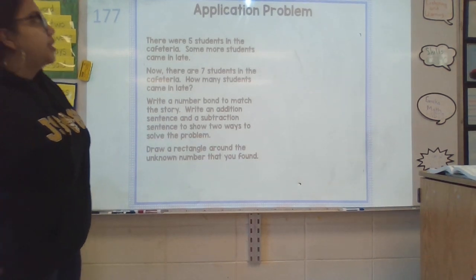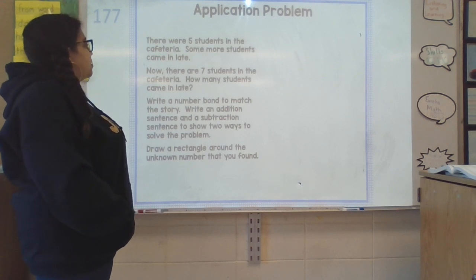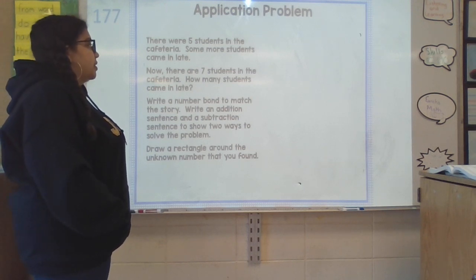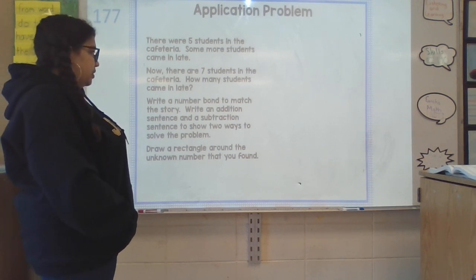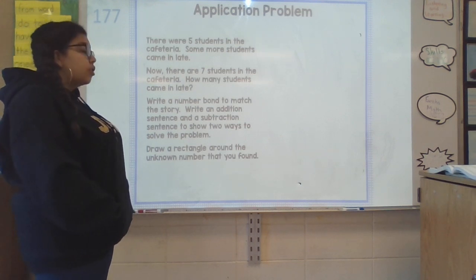Alright, so I'll go ahead and read the problem to you, and then you'll pause and try to work it out. There were 5 students in the cafeteria. Some more students came in late. Now there are 7 students in the cafeteria. How many students came in late? Write a number bond to match the story. Write an addition sentence and a subtraction sentence to show 2 ways to solve the problem. Draw a rectangle around the unknown number that you found.